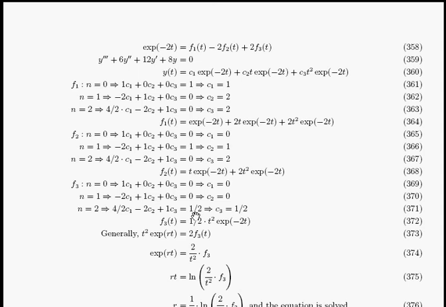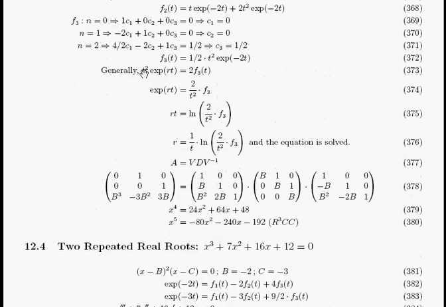So here comes 1/2 isolated. F3 is 1/2 t2 exponential of minus 2t. This minus 2 is r. Generally, it has a way to isolate and solve the equation. Divide by t2, take the logarithm, divide by t, and the equation is solved. But who wants to solve particular equations?